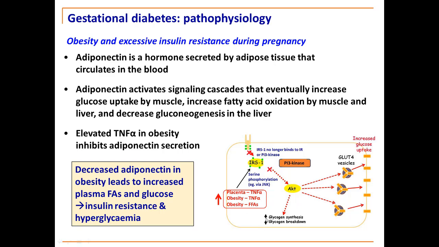And remember what the fatty acids do in this bottom right corner? Those free fatty acids serine phosphorylate the insulin receptor substrate 1. They inactivate it, just like the TNF from the adipocytes. They inactivate it, which means we have increased fatty acids, increased glucose, which means we have insulin resistance and hyperglycemia.